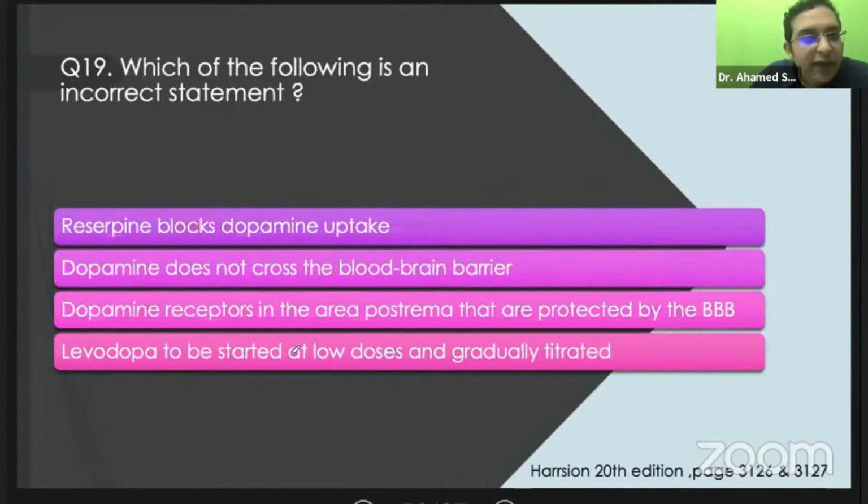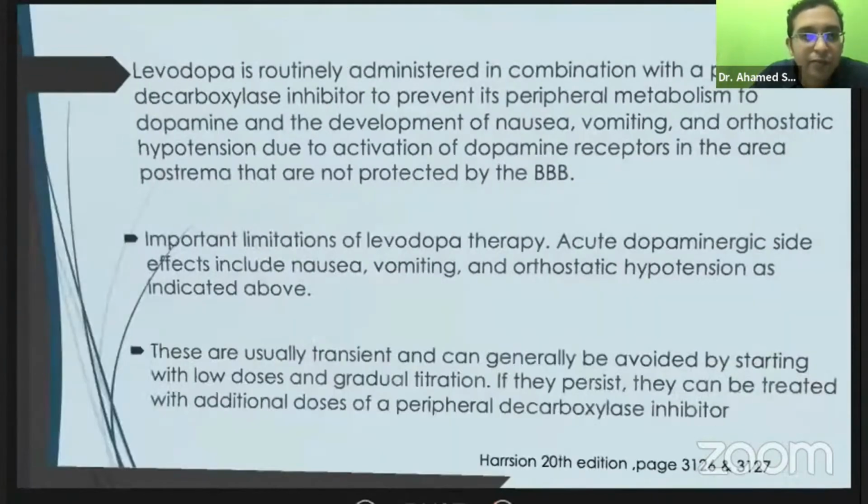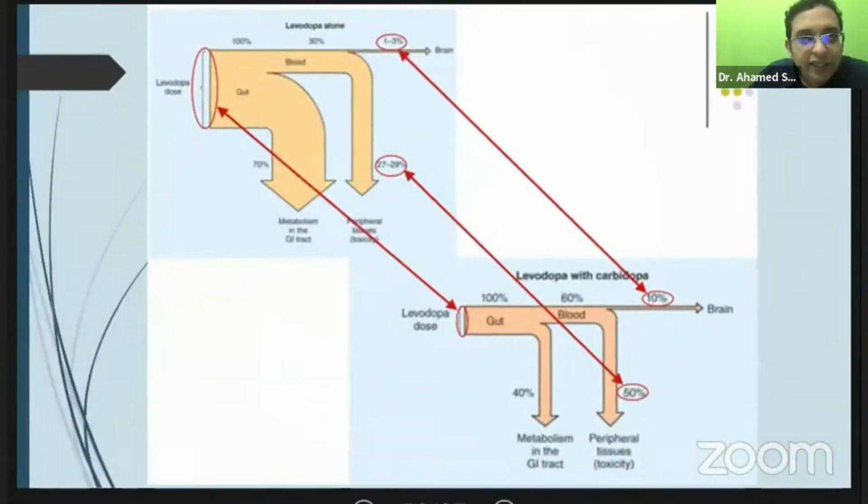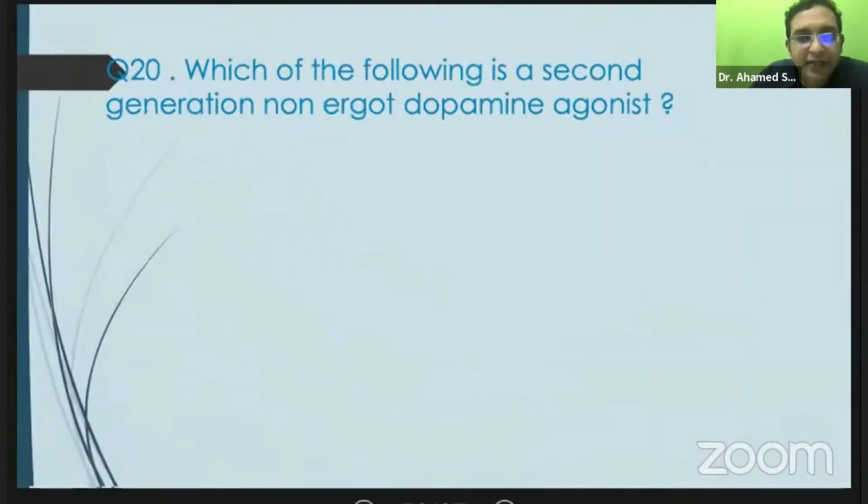And levodopa should be started at low doses and gradually titrated to avoid its side effects. So these are taken from Harrison. That is why we give levodopa with carbidopa, so that peripheral decarboxylation is blocked and more levodopa reaches the brain. Which of the following is a second generation non-ergot dopamine agonist?